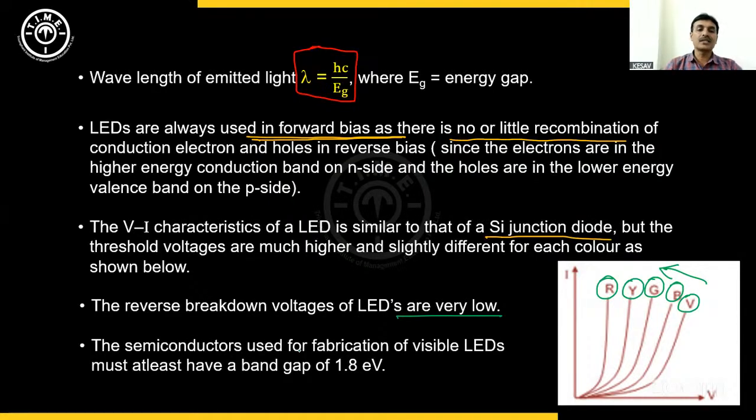The reverse breakdown voltage of LEDs is very, very low, and particularly they are operated in forward bias mode. The semiconductors used for fabrication of visible LEDs must at least have a band gap or energy gap of 1.8 electron volt. For visible LEDs, the minimum energy gap required is 1.8 electron volt. Noted?